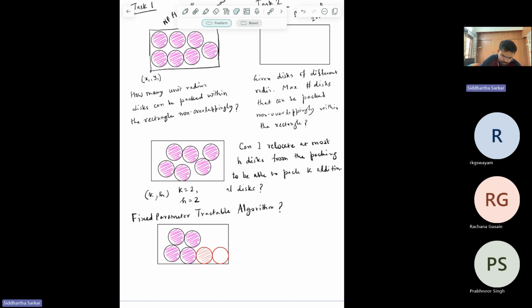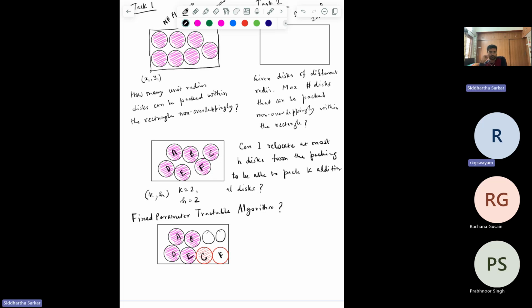I'm going to give some names. Let us say these are A, B, C, D, E, F. So I have moved C and F. C has come here, F has come here. A, B, D and E are in their original positions. So now I'm able to place two more disks here. So that is the meaning of relocation.